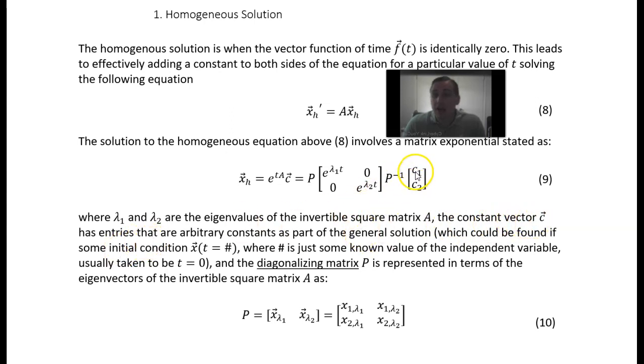These constant values are determined typically from initial conditions or boundary conditions. Now this particular problem, if you remember the statement of this initial problem, doesn't give you initial or boundary conditions. So in general, for this problem, we won't be able to solve for C1 and C2. Those are arbitrary constants of the general solution, which you could usually find if you knew what x of t equals some number was, some initial condition. Usually we take that to be t equal to 0. You can think about this like time equal to 0 if this was a physics problem.